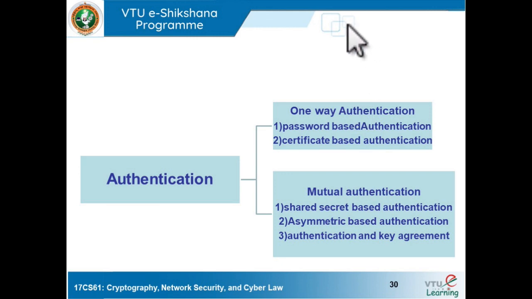In one-way authentication, only the source is trying to prove himself to the receiver. In mutual authentication, both the source and the receiver have to prove their authenticity to each other. In case of one-way authentication, we have two types. First is password-based authentication and the other one is based on certificates. And in case of mutual authentication, the first method is making use of a shared secret key, the second one is based on asymmetric key, and the third one is based on key agreement.